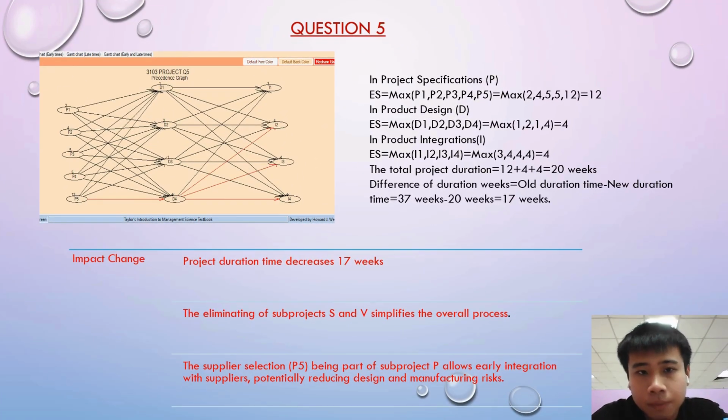For question 5, there is an addition in sub-project S, sub-project P, and the elimination of SNV. So we also take the maximum, which is 12, 4, and 4, and the total duration is 20 weeks. And we got the impact, which is a decrease of 7 weeks. Eliminating SNV will simplify the overall process. The supplier session P5 being moved earlier allows early integration with the supplier, potentially reducing design and manufacturing risk.